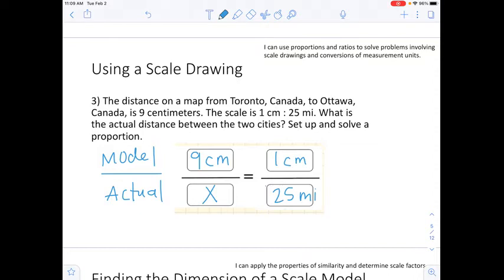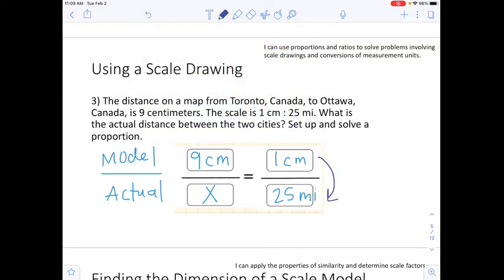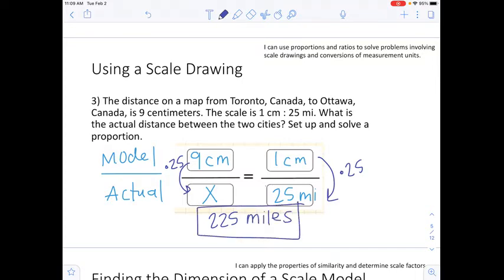Okay, you could cross multiply to solve this. Really, whatever works best. We can also do it this way. 1 times 25 gets us to 25. So I multiply 9 by 25. And 9 times 25 is 225. And then we label that as miles. So 9 centimeters on the map, in real life, that represents 225 miles.